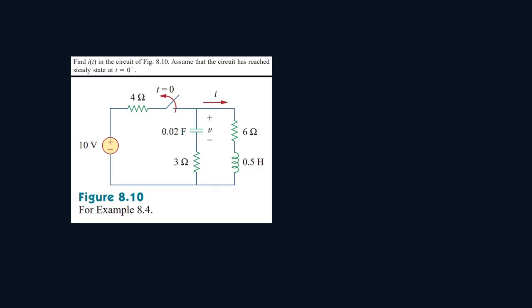Okay, so for the following circuit, we have to find IT. So let's draw. Pretty much when t is less than 0, this switch over here should be closed. So let's draw the circuit for when t is less than 0.